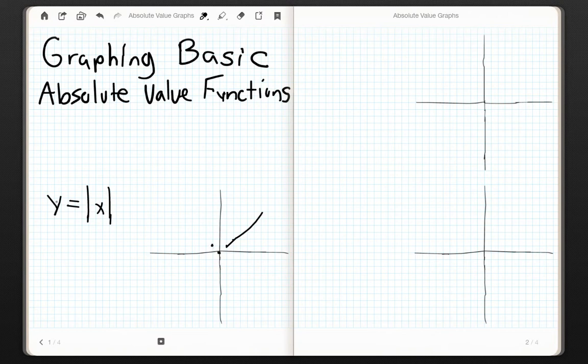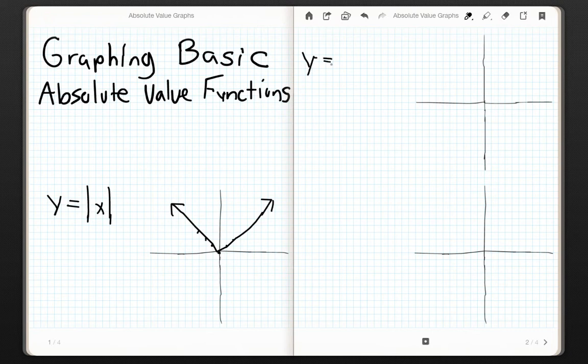Absolute value of negative 2 is 2. Absolute value of negative 3 is 3. So now you see what we actually have is sort of like this V shape. Or you could look at it as two separate lines that are going in opposite directions. So that is the absolute value of x. Now let's do y equals the absolute value of x minus 1.